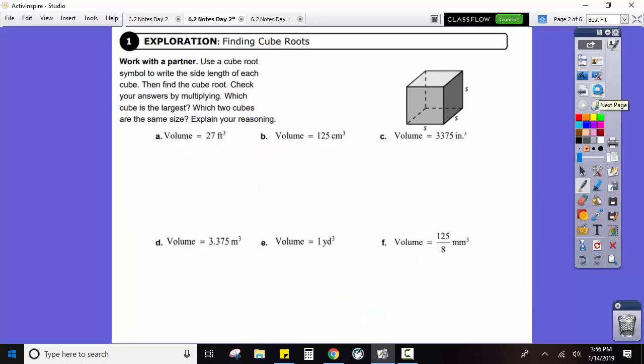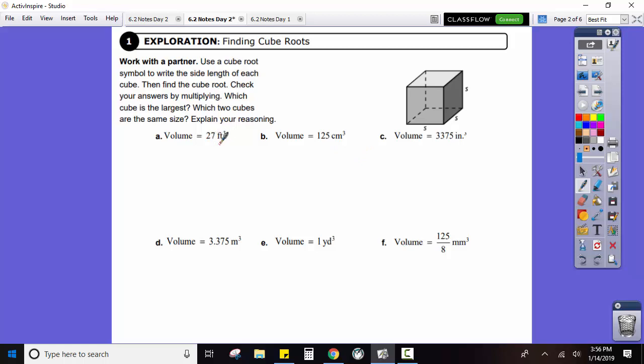Okay, so you're going to go ahead and do exploration 1, and you can work on your own here. So it says use a cube root symbol to write the side length of each cube. Then find the cube root. Check your answer by multiplying. Which cube is largest? Which two cubes are the same size? Explain your reasoning. So we're saying the volume is 27 cubic feet.